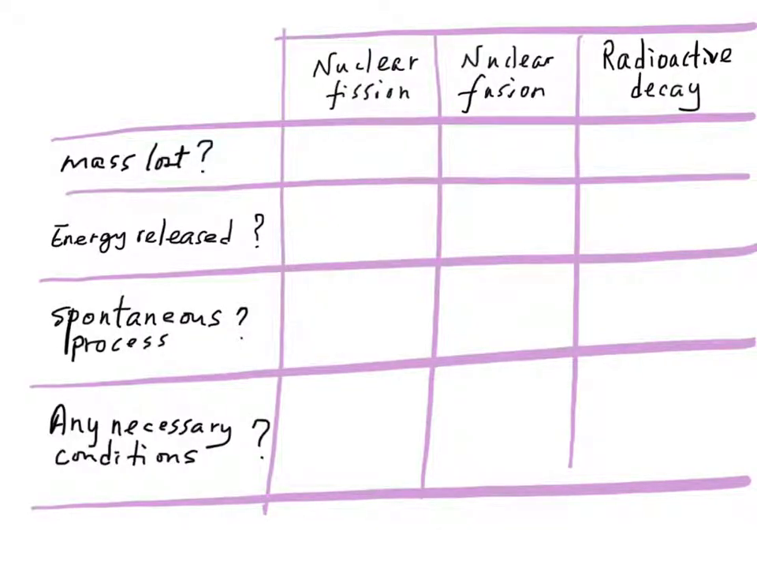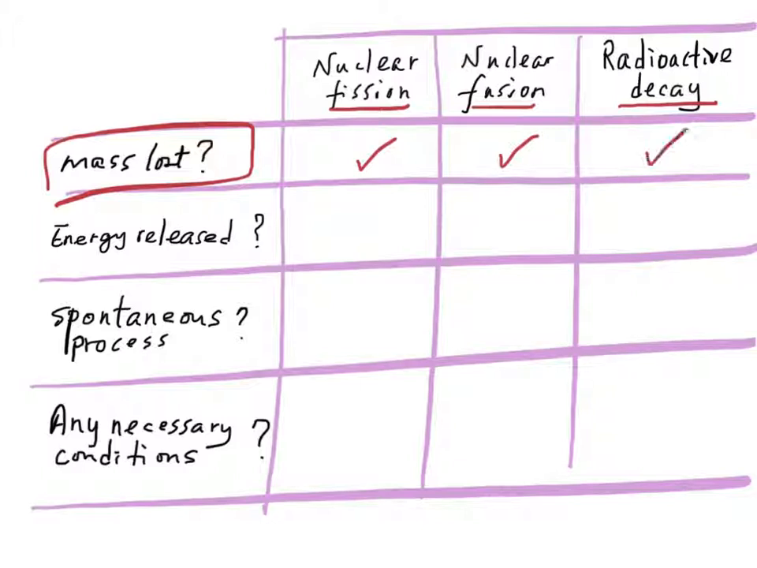Now let's go to a conclusion for nuclear fission, nuclear fusion, and radioactive decay. Is there any mass loss? There is mass loss in nuclear fission, nuclear fusion, and radioactive decay. Is there energy released? Of course, since there is mass loss in these three processes, there is energy released in these three processes.